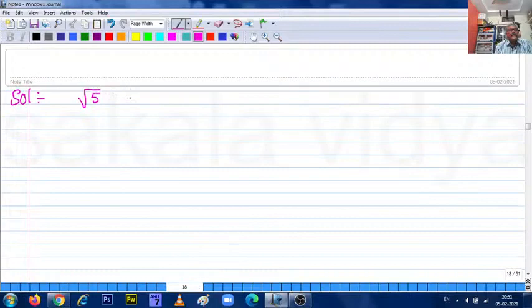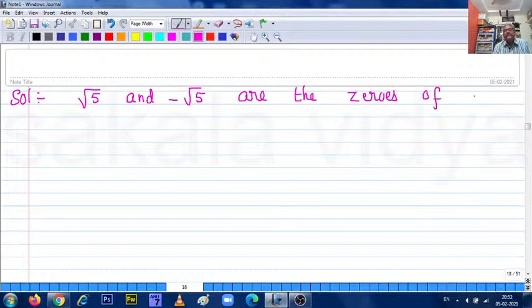Root 5 and minus root 5 are the zeros of a polynomial. That means a quadratic polynomial only.